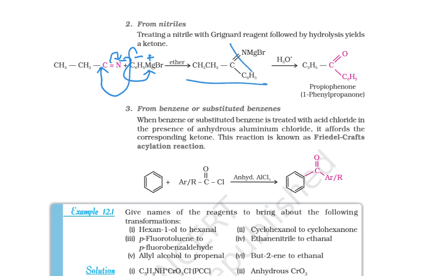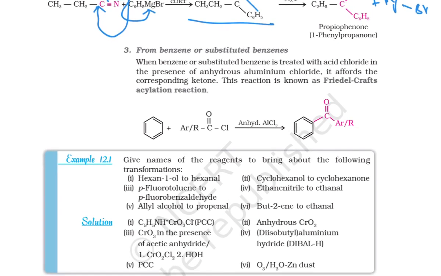If I'm using water at that time, oxygen, this is hydrogen. So what is your byproduct? MgNH2 and Br. Clear? Right. So next we go for the benzene or substituted benzene.